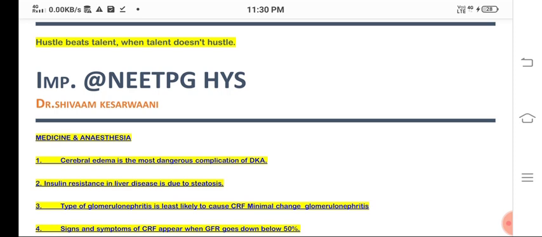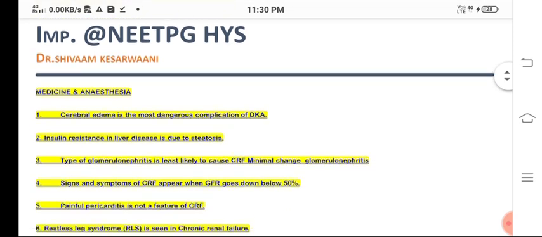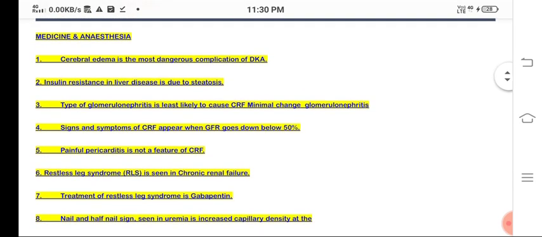So starting with, cerebral edema is the most dangerous complication of diabetic ketoacidosis. So one topic is DKA, for which you should know everything. So revise DKA. Insulin resistance in liver disease is due to steatosis. So among the four options, the correct one will be steatosis. Now you can just plug in your earphones while you are asleep and listen to all of them. So in this part I will discuss 50, in the second part the rest of them.